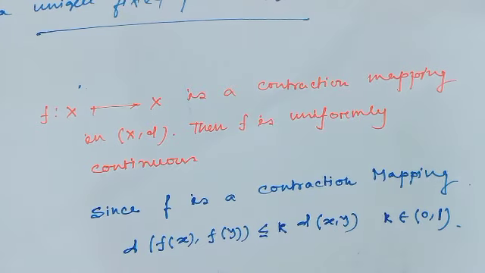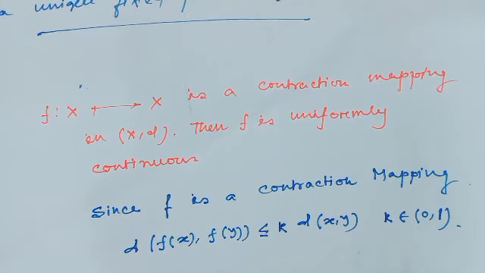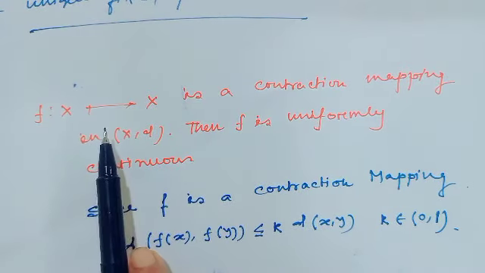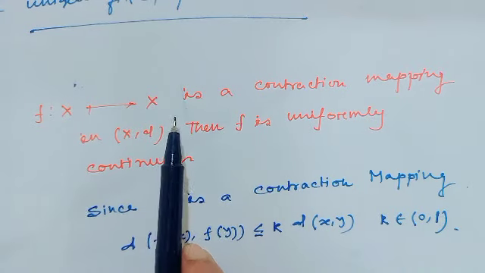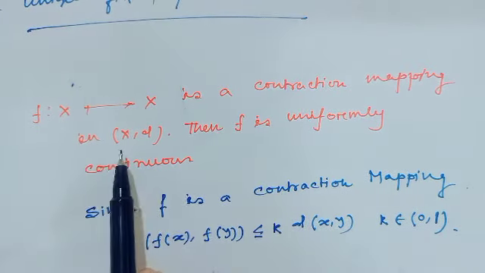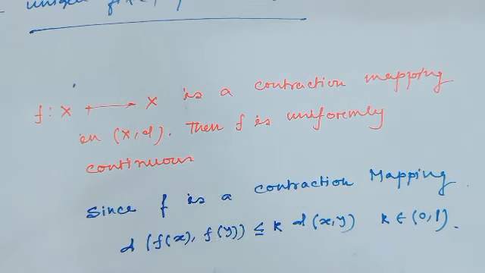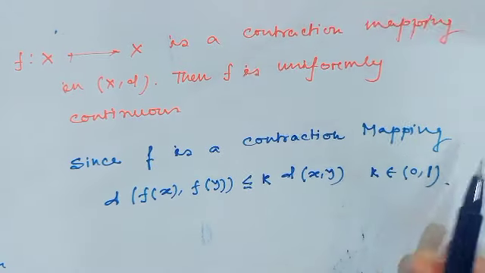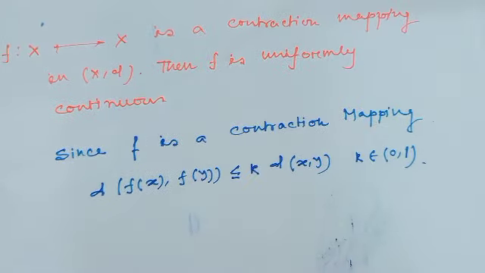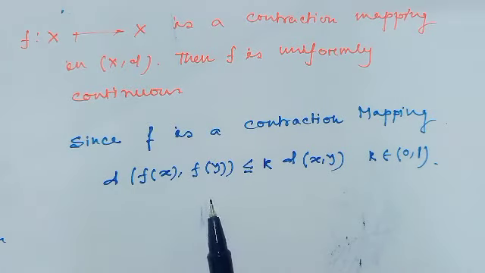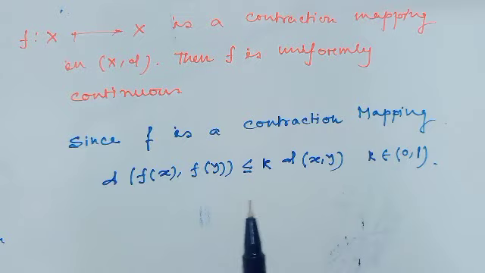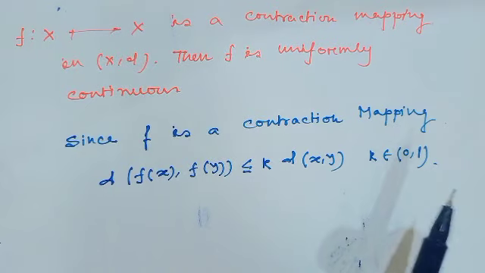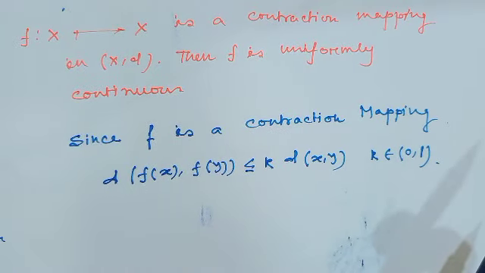Now I will show why a contraction mapping is uniformly continuous. This is a very easy proof. Consider a function f from X to itself which is a contraction mapping in (X, d). Then we have to prove f is uniformly continuous. For this, since f is a contraction mapping, the distance d(f(x), f(y)) ≤ k·d(x, y), where k lies in [0, 1).